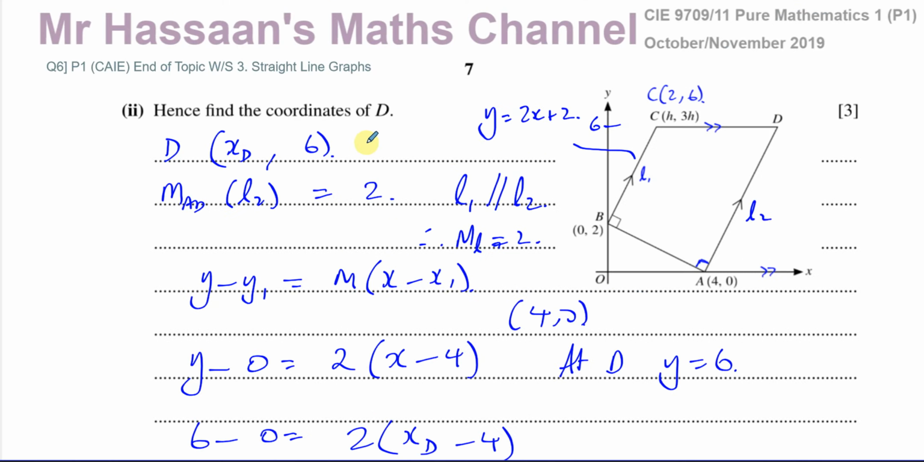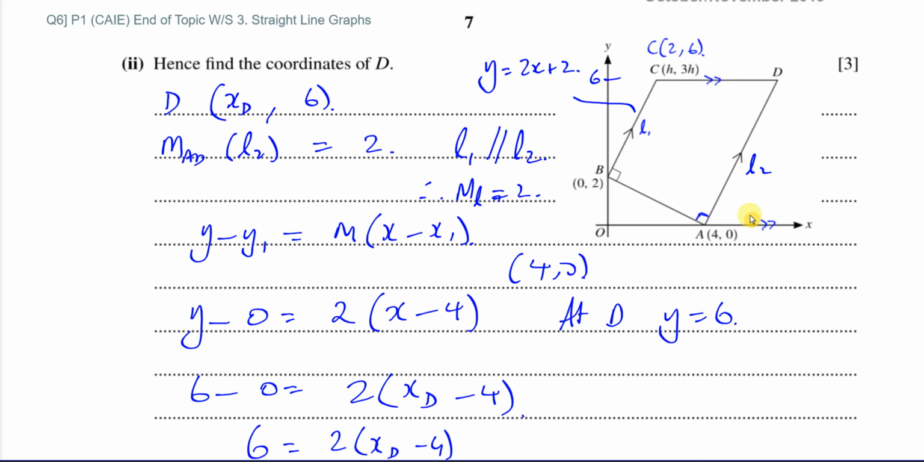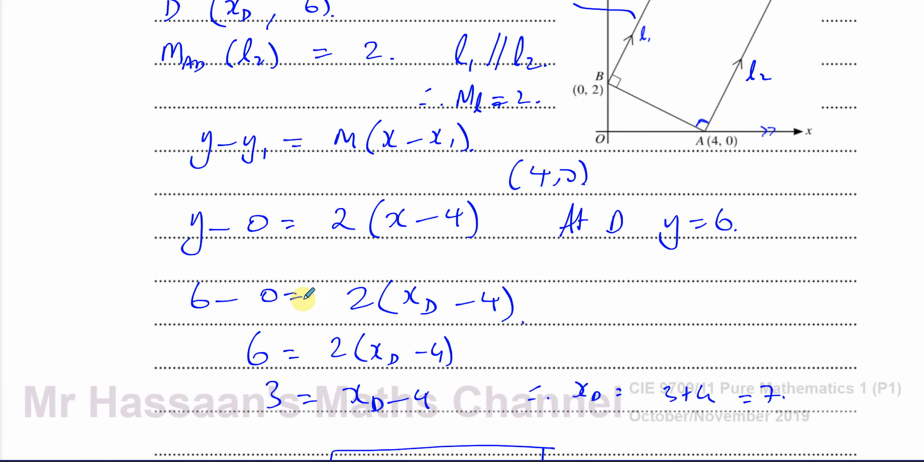And then the second part, we use the fact that the y coordinate of D must be 6 because h is equal to 2. All right, so this was 2, 6. The y coordinate must be 6 because this line is horizontal, parallel to the x-axis. So therefore, we can find an equation for line AD, which is parallel to the line that we found earlier. So it has the same gradient and it passes through the point 4, 0.